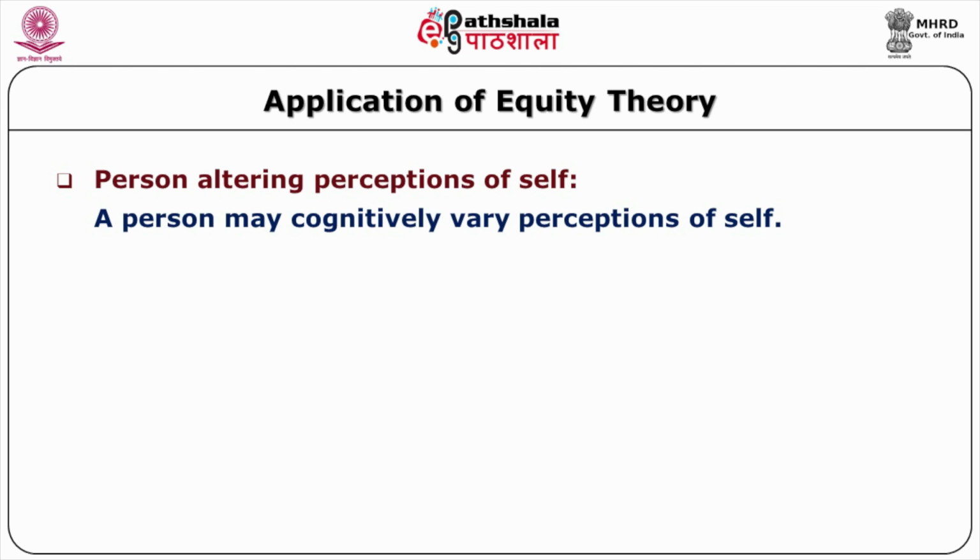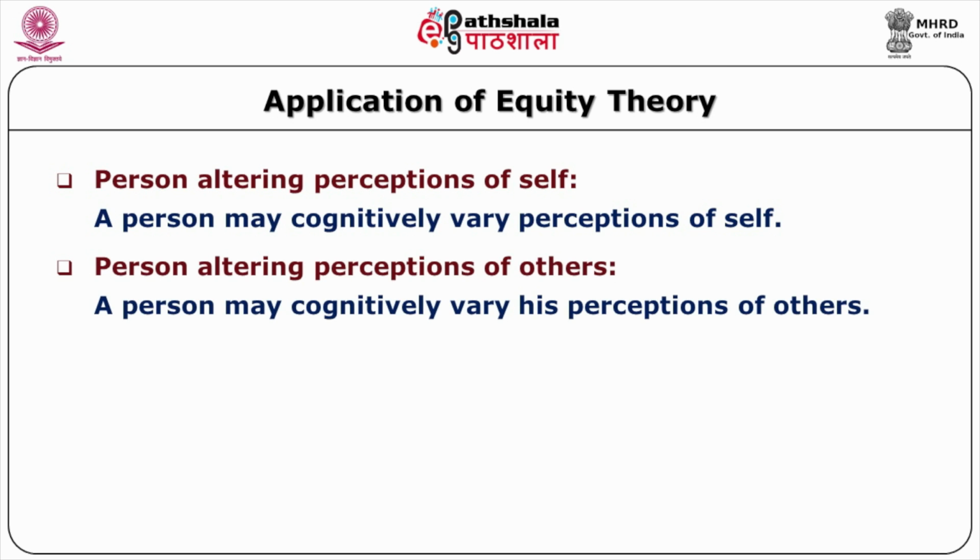The third inequity reduction method. Person altering perceptions of self. A person may cognitively vary perceptions of self by convincing oneself that balance is achieved by distorting reality. For example, if I feel that my inputs in the form of efforts put in at the workplace are less than my colleagues' inputs, then I would convince myself that though I may put in less effort, I spend more time at my workplace, though not doing any productive work.